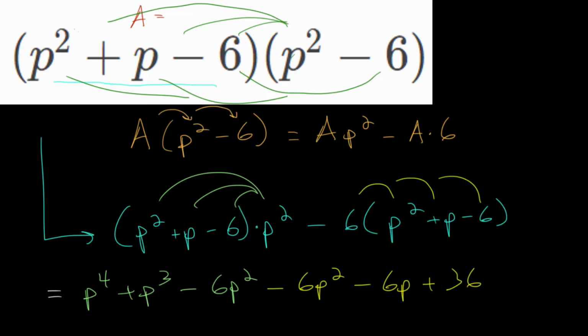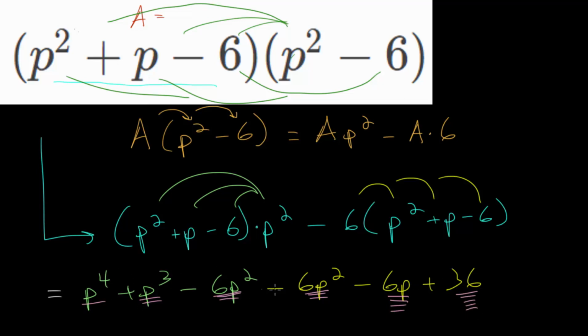So at this point, we just need to clean this up and combine like terms. We only have one fourth power term. We have one cubic term, but we do have two quadratic terms. We have one linear term, and we have one constant term.